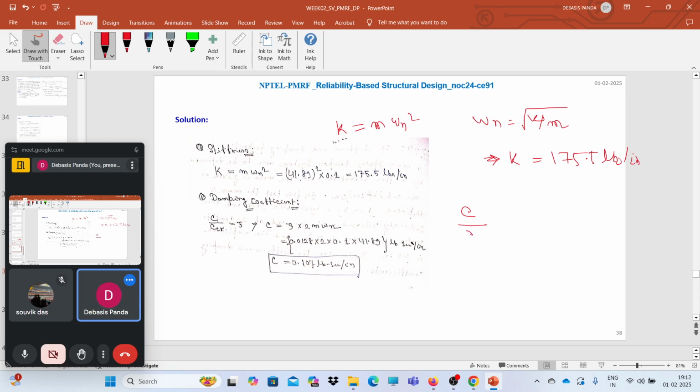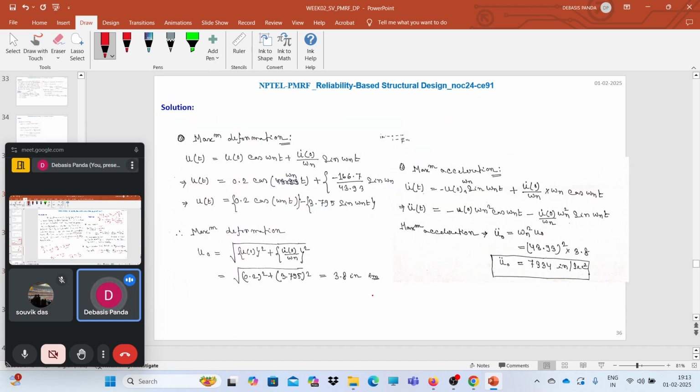Now I can find out the c value. We know c by c cr is zeta. That means the ratio of the damping present in the system divided by the critical damping is zeta. Again we know that c cr we can write as twice m omega n. So c is nothing but twice m omega n zeta. Now put all these things and you will find the value as this. Clear? Okay. We will solve one more example, then we will close it.